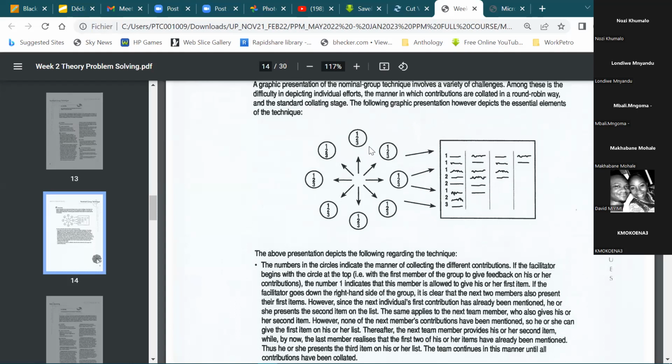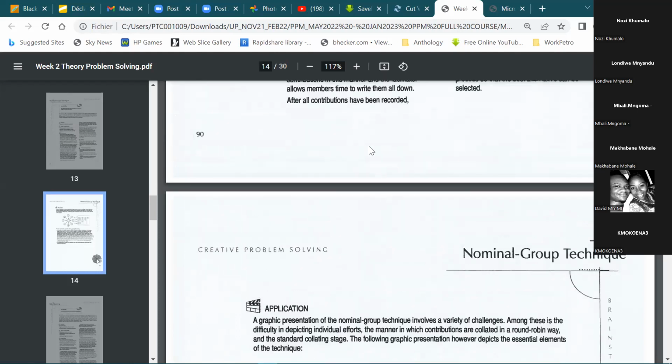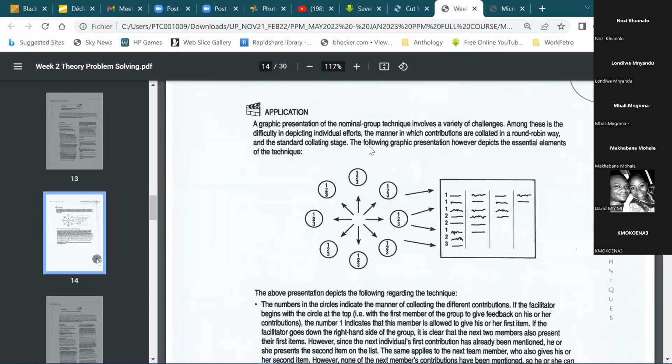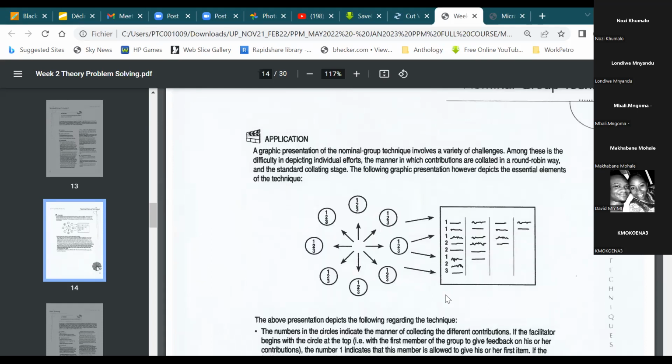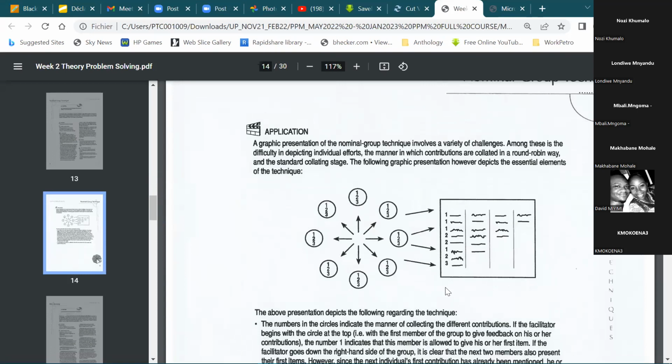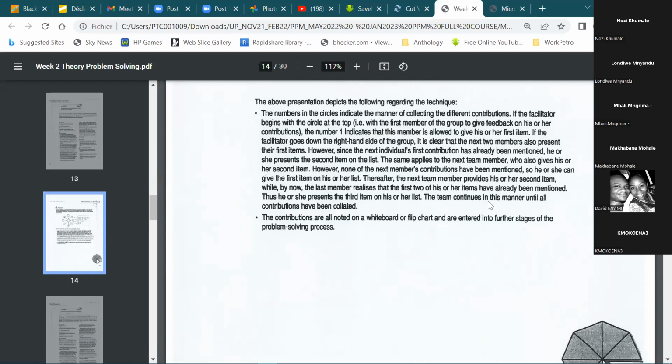But the main point is just that everybody will have a fair share to explain themselves in terms of ideas, and then everything will be collected. All the ideas will be collected, and they will see which ones are coming up more than the others, and some conclusion will come out of that. So this is what I understood out of this technique. Is there any question or anything to add?